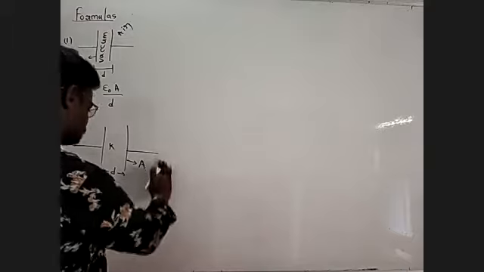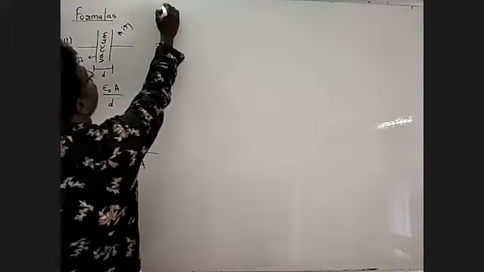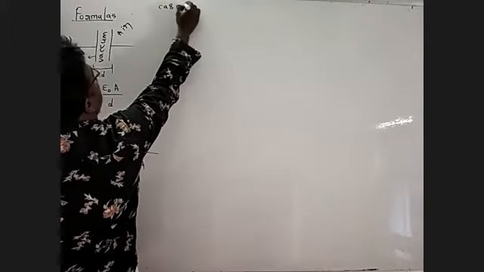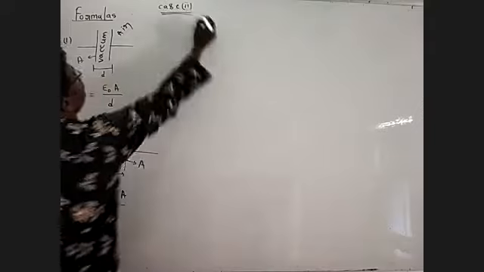Number two formula: a capacitor with a dielectric slab between the two plates, that is K. The distance between the two plates is D, and the cross-sectional area of the plate is A. C is equal to K epsilon naught A by D. This is the formula. So next, example problems. Case number 2, I'm going to explain case number 2.